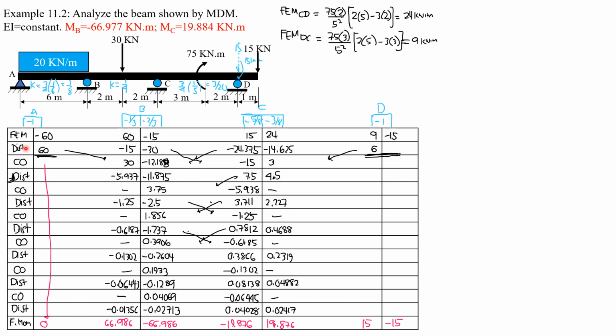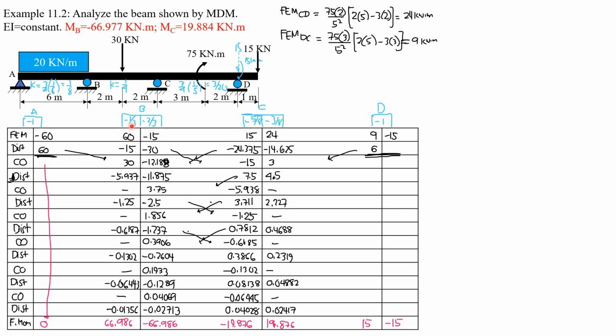The next row is we have to distribute the unbalanced moments. So negative 60 times negative 1 is positive 60. Then we have to lock this finally because the expected moment at A is 0 and that is already 0. So lock it finally. No more moments to be carried over on this column. Just this first step here later. So next in this joint, the unbalanced moment is quantity 60 plus negative 15, or 60 minus 15, which is 45.